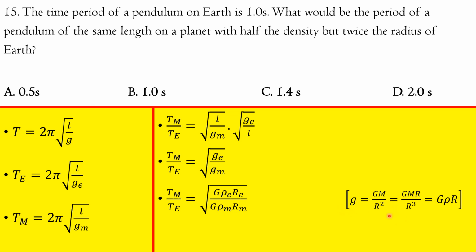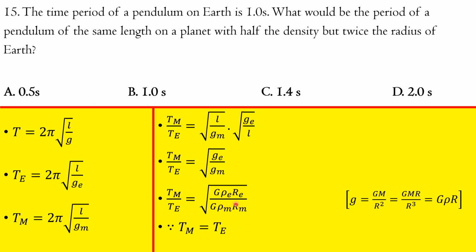So g is GM over R squared, right? So if I multiply up and down by the radius of the planet, I'm going to get my g to be GM R over R cubed. But then this R cubed, remember, gives me volume. And then I'm going to have mass of the planet divided by its volume, which gives me the density of the planet. So you realize I'm simply left with G rho R. So that's how gravitational field intensity is basically the universal gravitational constant multiplied by the density of the planet multiplied by the radius of the planet. That's why I'm replacing g with G rho R. That makes sense? Okay, hopefully it does.